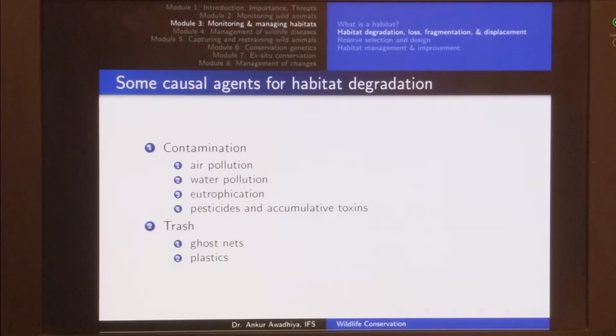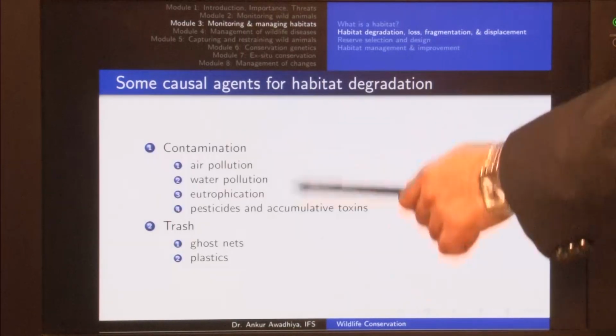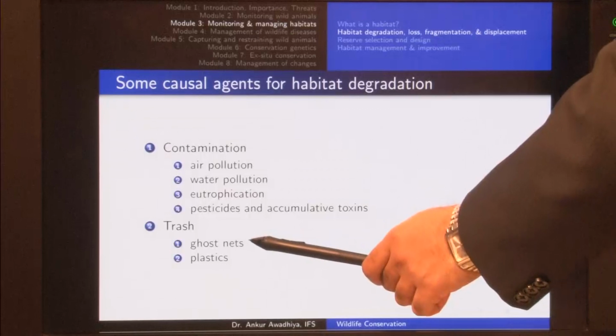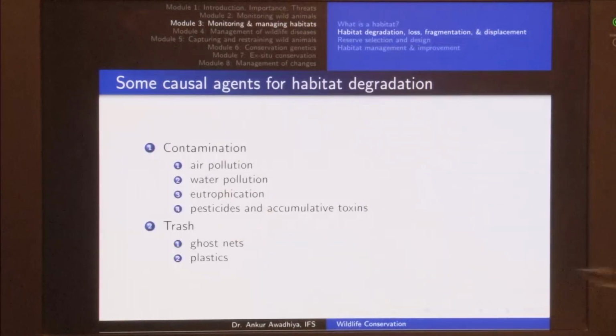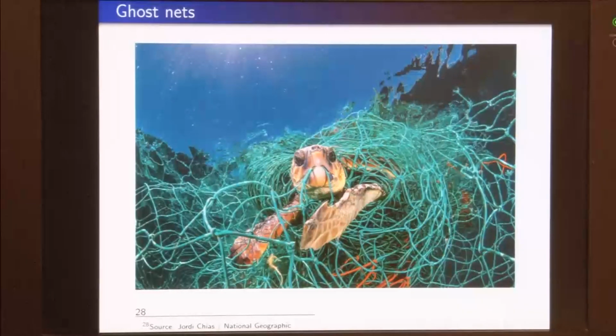Another causal agent for habitat degradation is trash. We talked about contamination, and the next thing is trash. Now, trash includes things like ghost nets and plastics. What do we mean by these? This is an example of a ghost net.